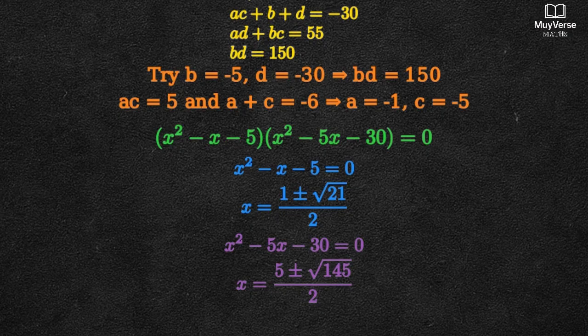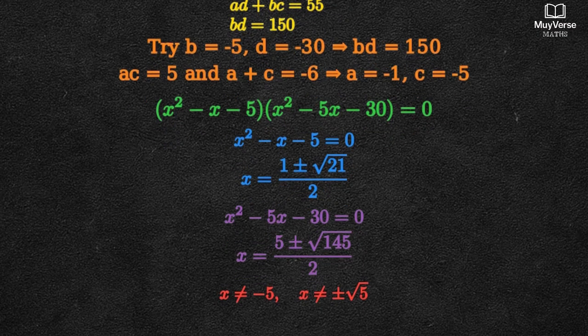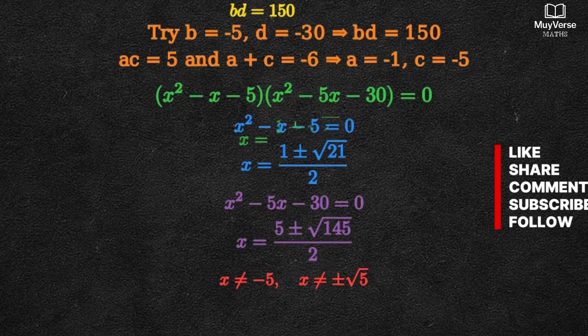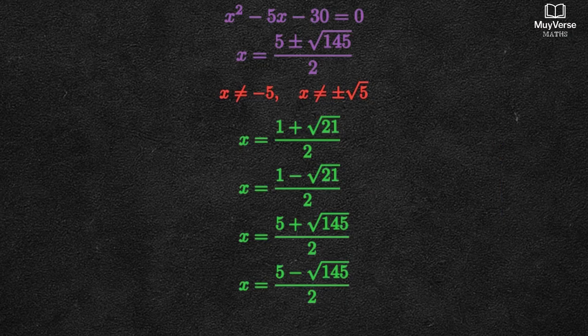Finally, we confirm the domain restrictions. None of these values are negative 5 or plus or minus the square root of 5, so they are all valid. Therefore, the solutions are x equals 1 plus the square root of 21 over 2, x equals 1 minus the square root of 21 over 2, x equals 5 plus the square root of 145 over 2, and x equals 5 minus the square root of 145 over 2.